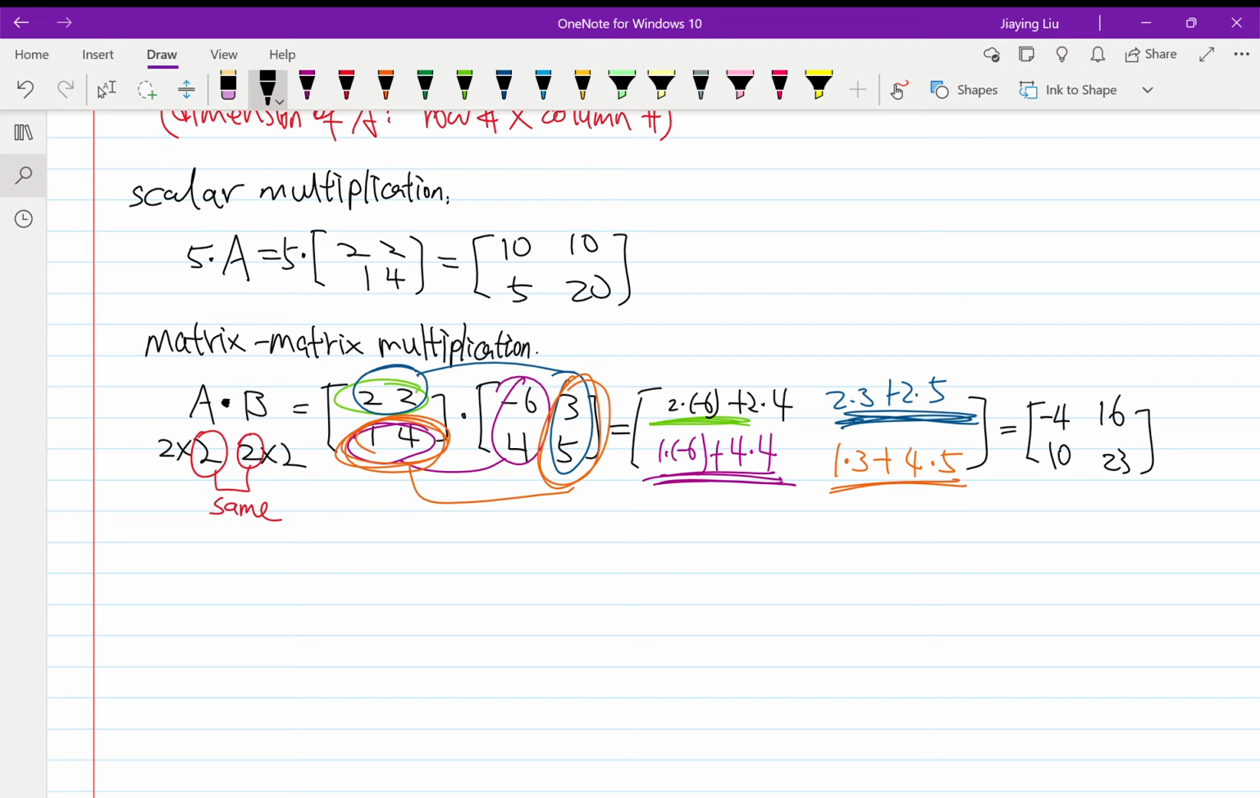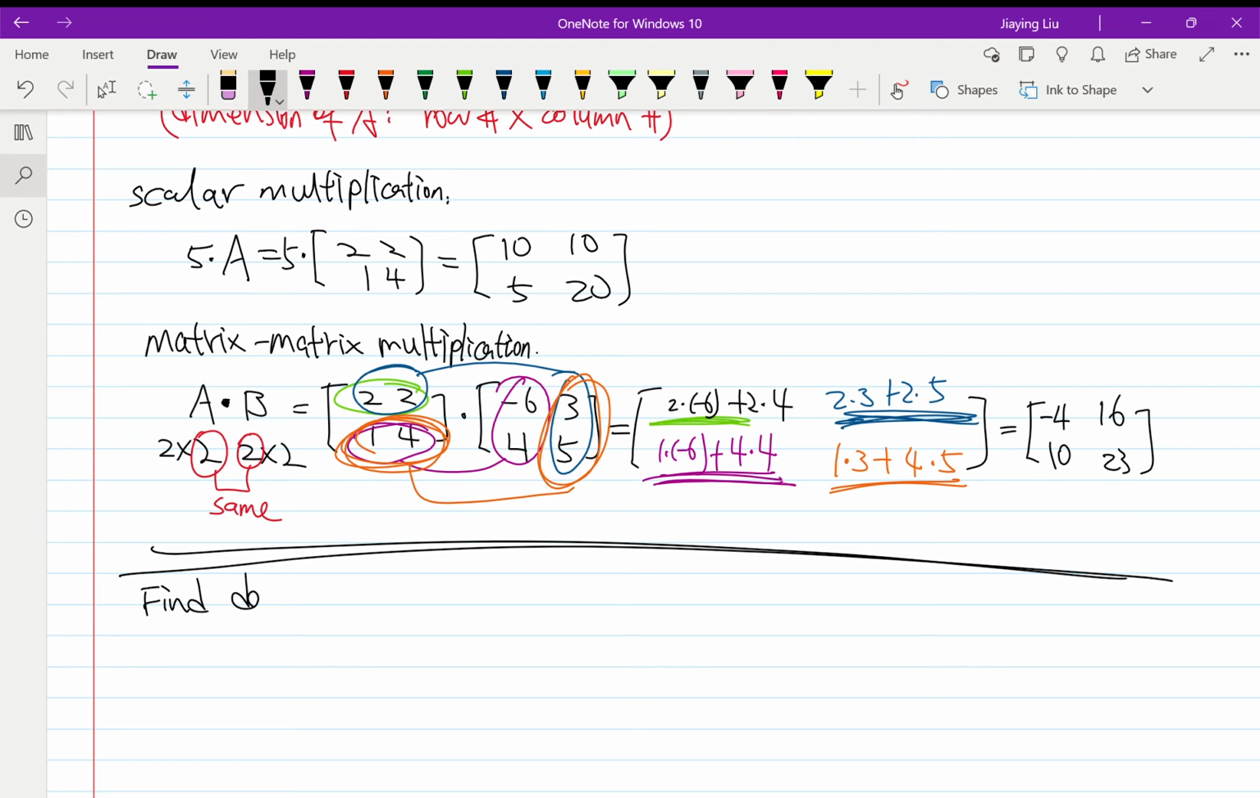Questions? So that's matrix operation. What else? Inverse, determinant. So the next thing we're going to do is find the determinant of 2 by 2 and also 3 by 3 matrices.